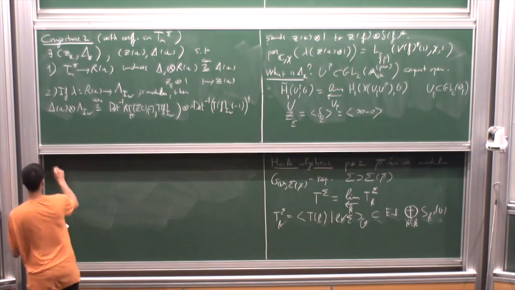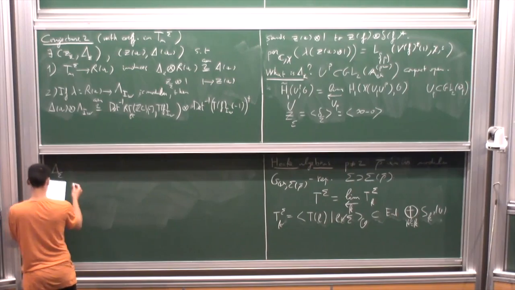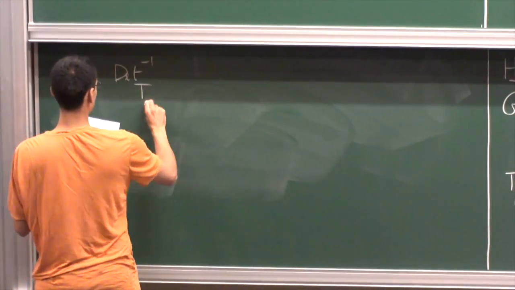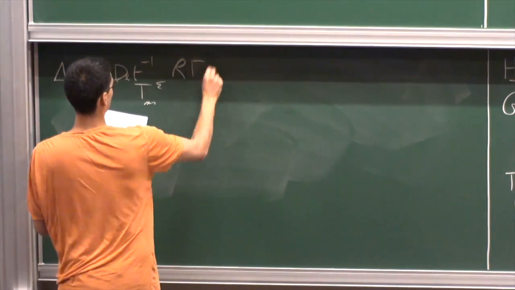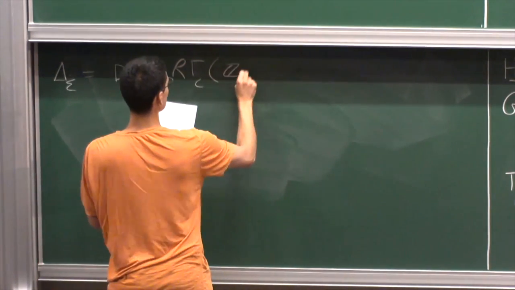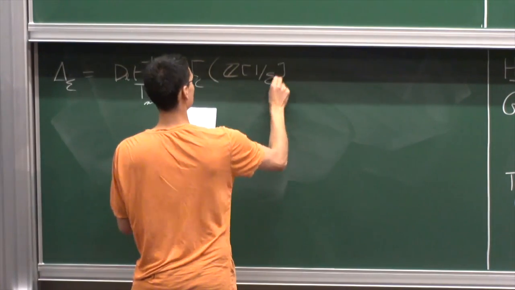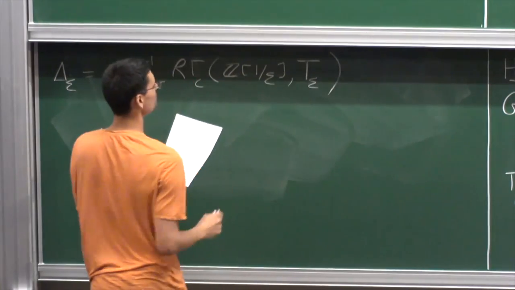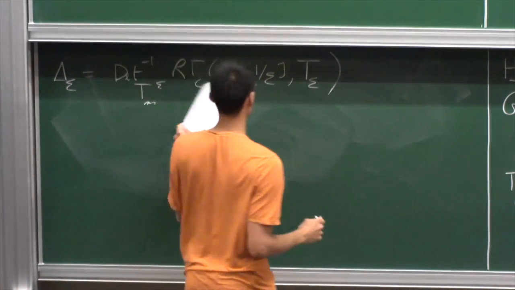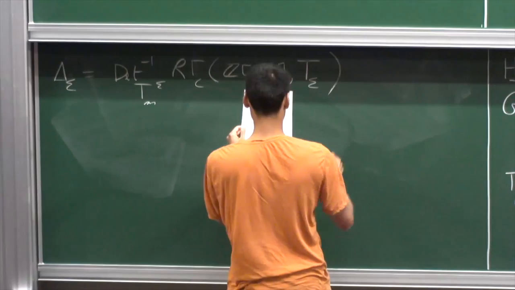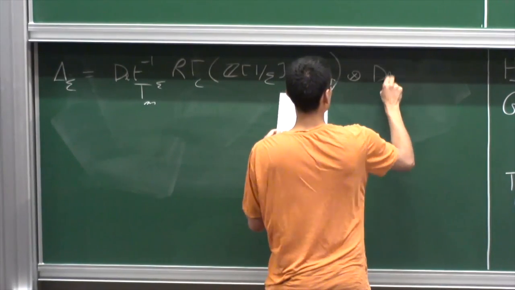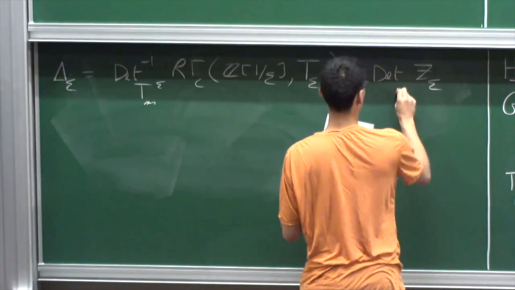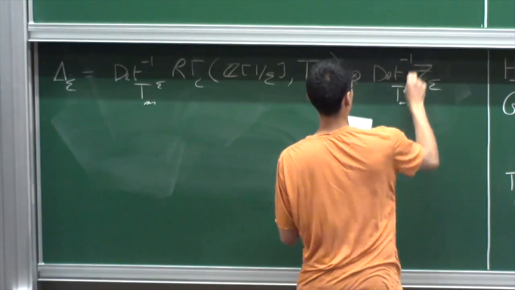So delta_sigma, at least a candidate for delta_sigma, is the determinant over the Hecke algebra of the étale cohomology with compact support of Z with sigma inverted, with coefficients in the Galois representation T_sigma, with coefficients in the Hecke algebra, tensor the determinant of Z_sigma, this Z_sigma, to the minus 1.